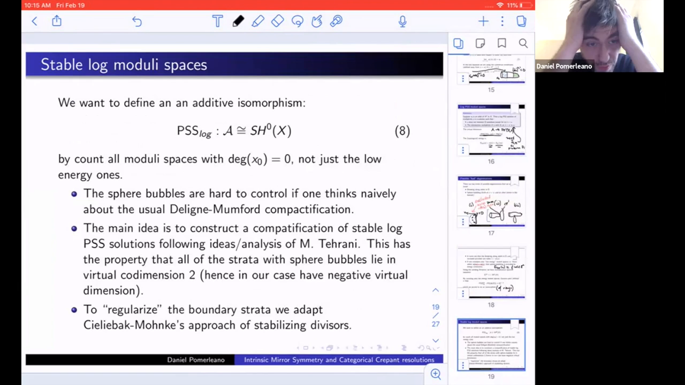And if you're thinking naively about the Deligne-Mumford compactification, then it's hard to control the sphere bubbling. But the main idea that I use is a recent set of ideas and analysis of Mohammed Tehrani. He's developed some log Gromov-Witten theory in the symplectic setting, and using his compactification very readily can be adapted to this log PSS setting.